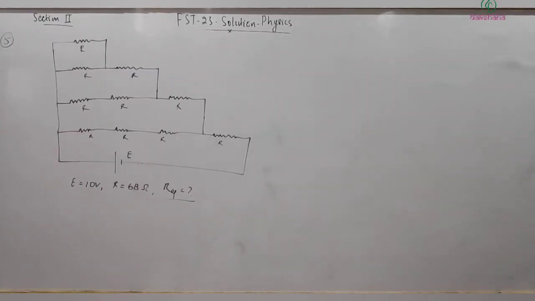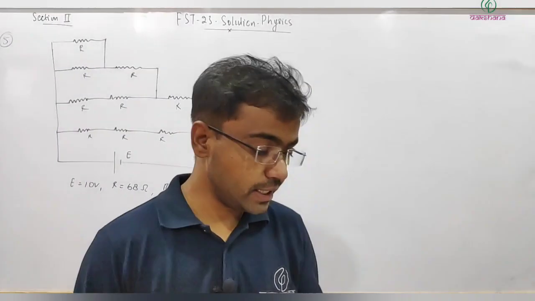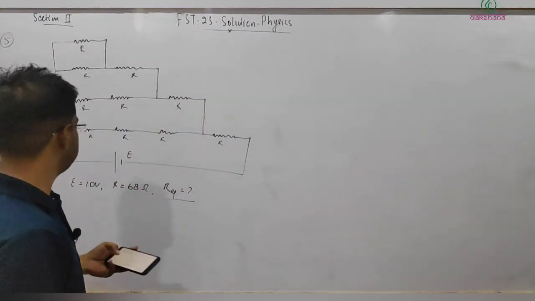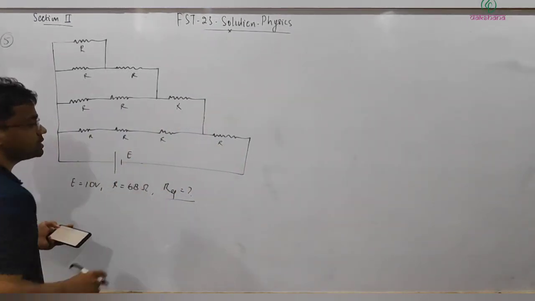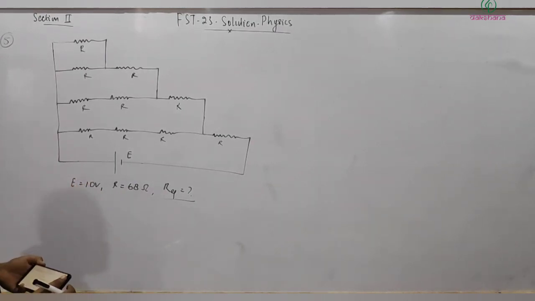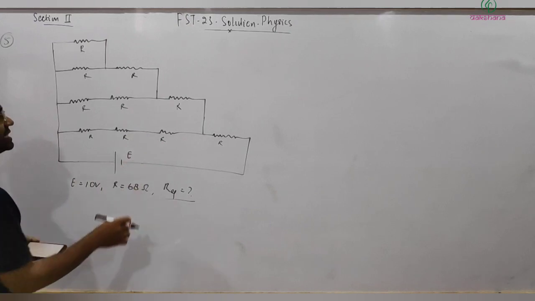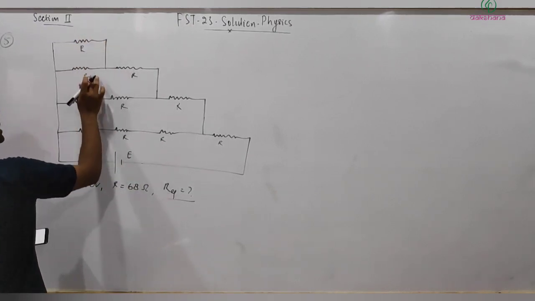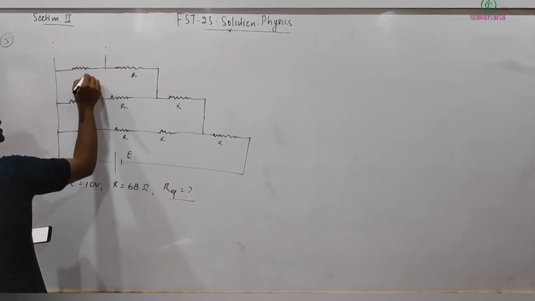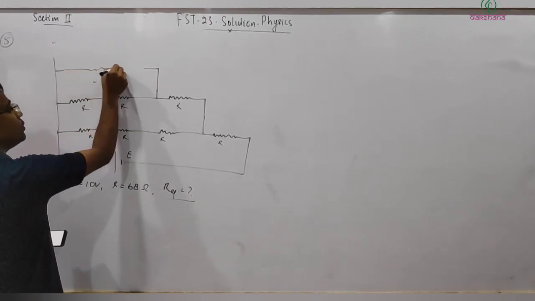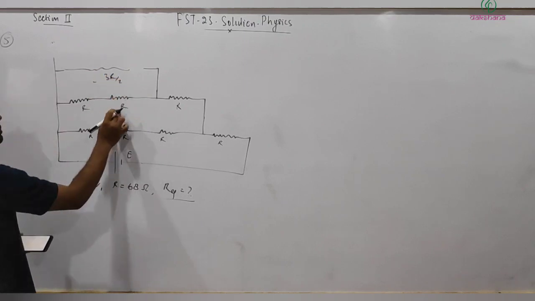Okay, question number 5. Find the equivalent resistance in ohm across the source if E is given as 10 volts. Across the source means across these two ends. The resistance of every resistor is the same, R, and that is equal to 68 ohm. So it's a simple series-parallel combination here. These two are in parallel, giving R by 2, plus in series, so it's basically 3R by 2, in parallel with this.